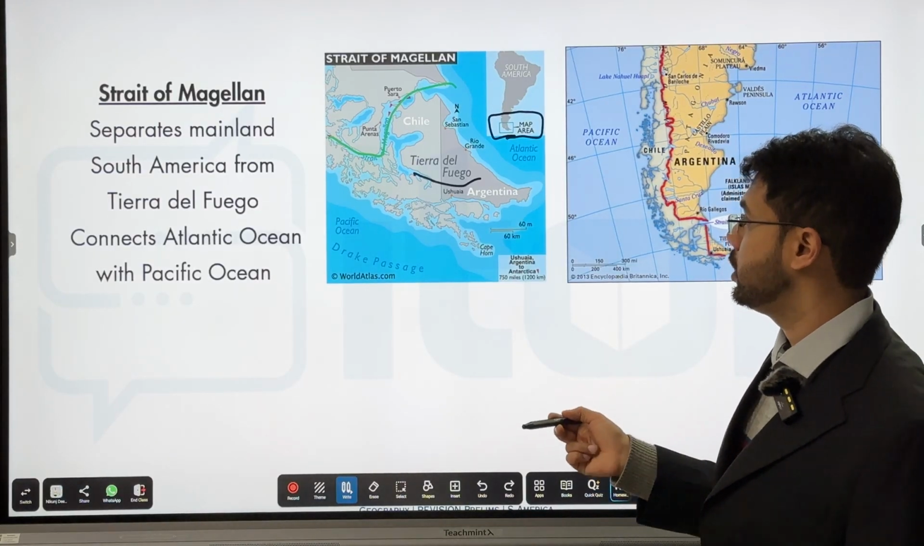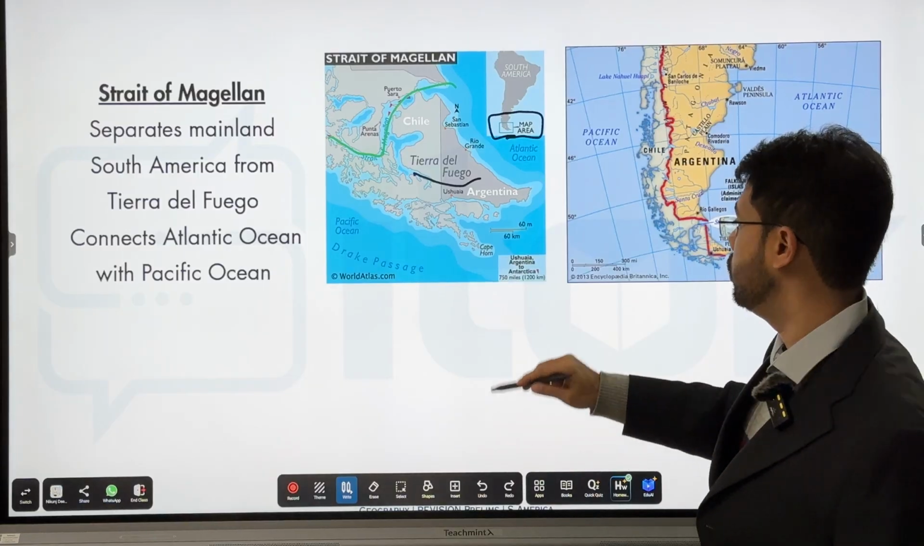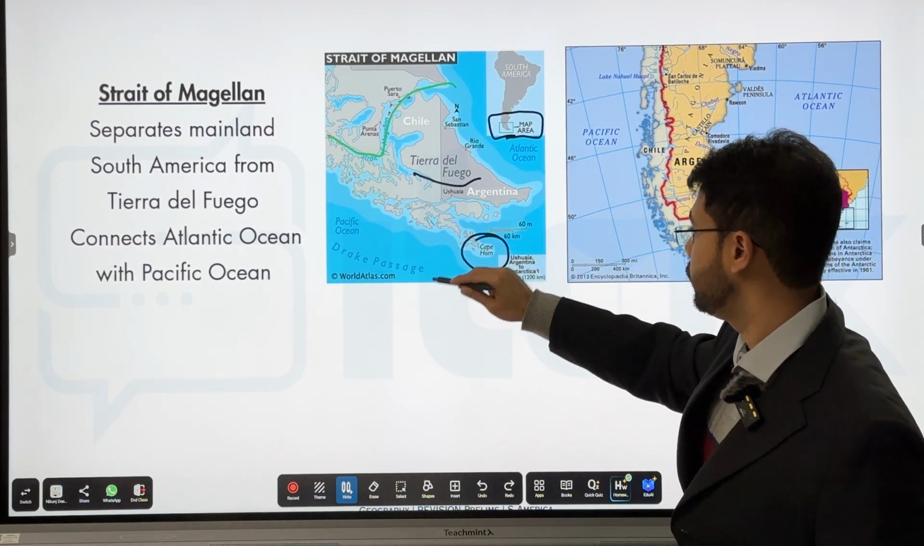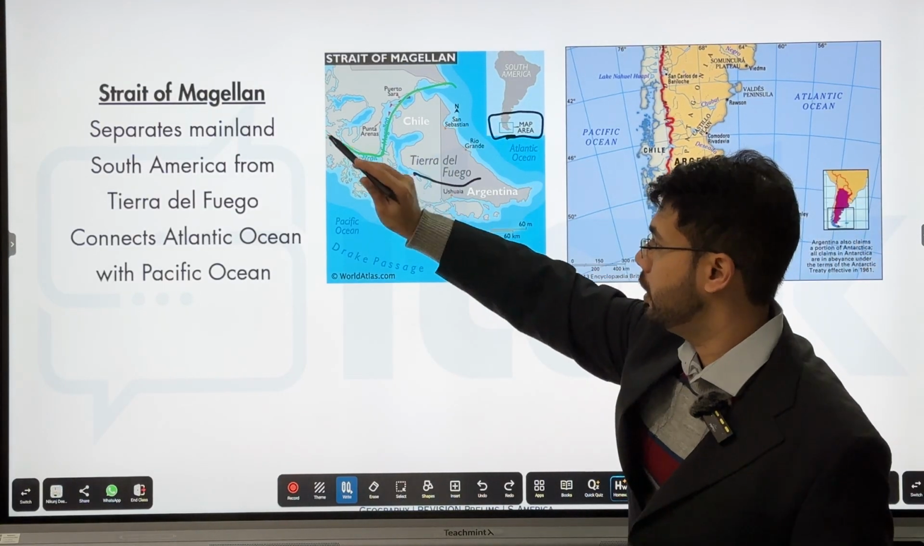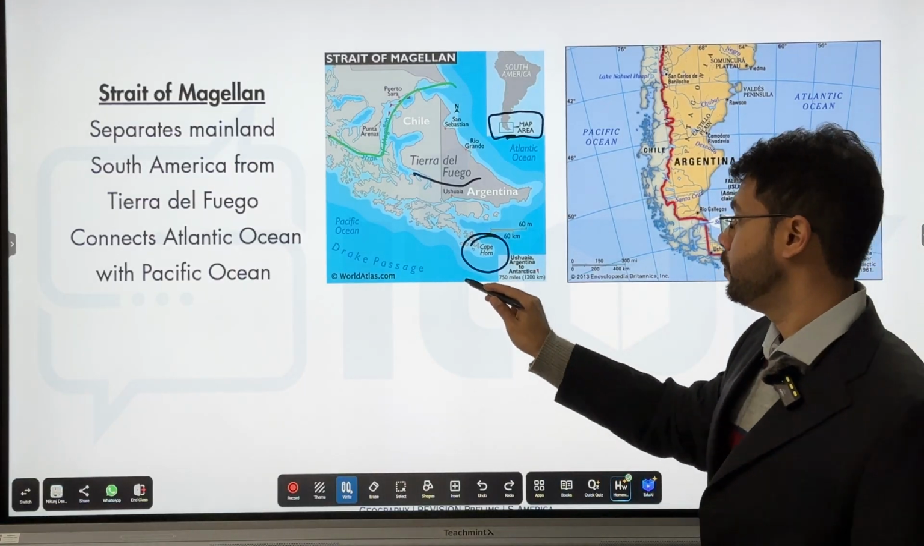And this also connects the Strait of Magellan; it also connects the Atlantic Ocean with the Pacific Ocean. Both of them meet somewhere in Cape Horn. Remember Cape Horn, remember Tierra del Fuego and Strait of Magellan. Another important thing you should remember is the Drake Passage.